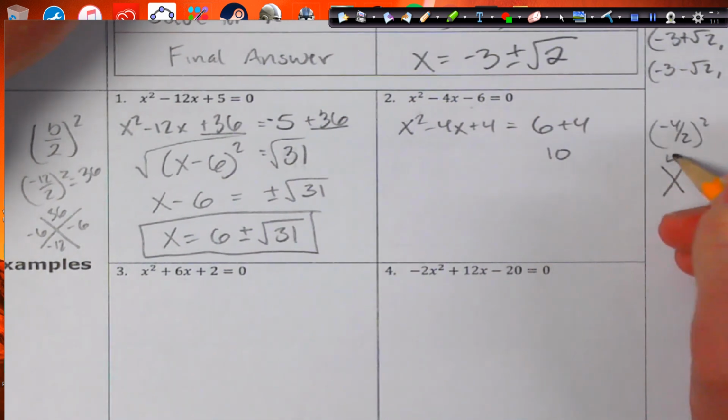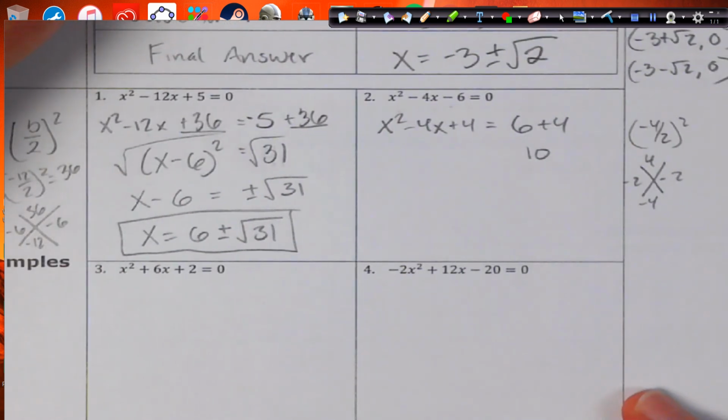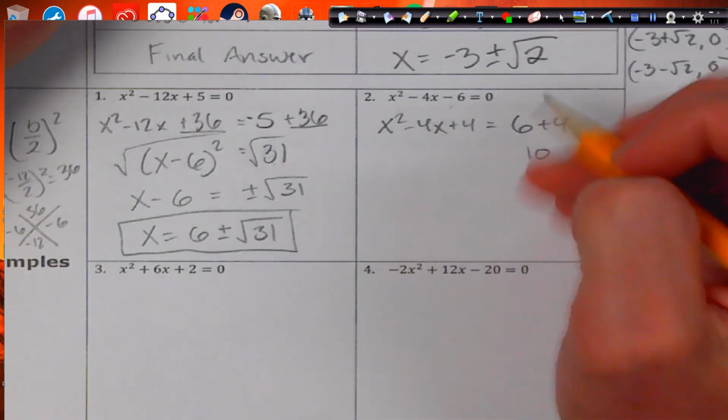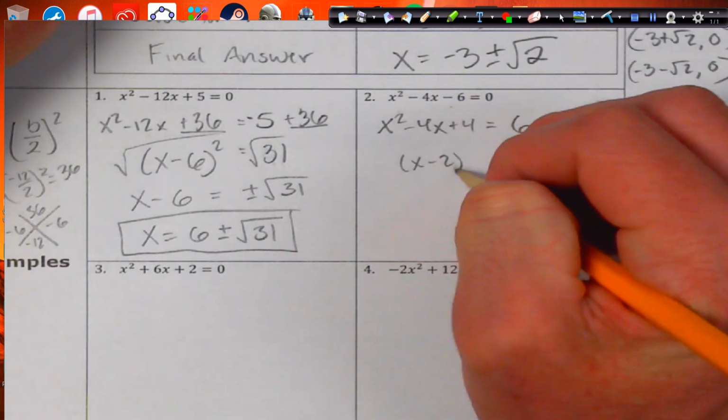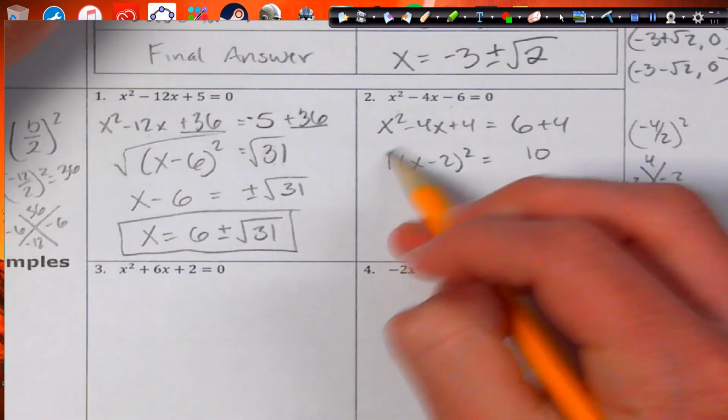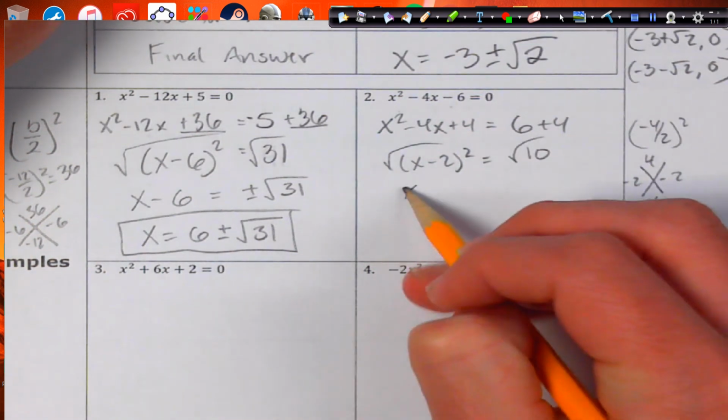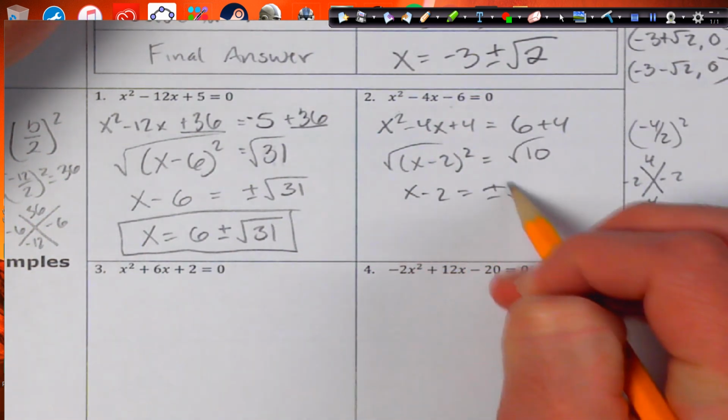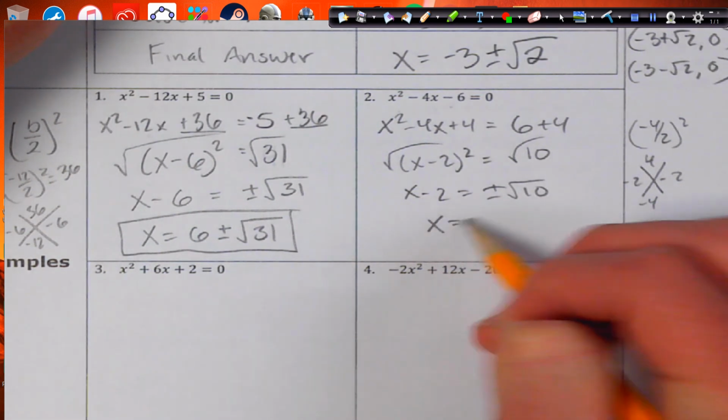We're going to factor. Well, it should be negative 2 and negative 2. Make 4 multiplying, but add to negative 4. So we get x minus 2 squared equals 10. Square root both sides. This is going to be x minus 2 equals plus or minus square root 10. Add the 2 over.